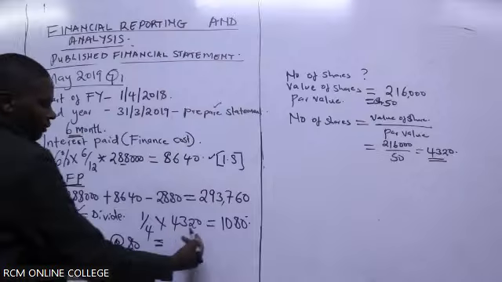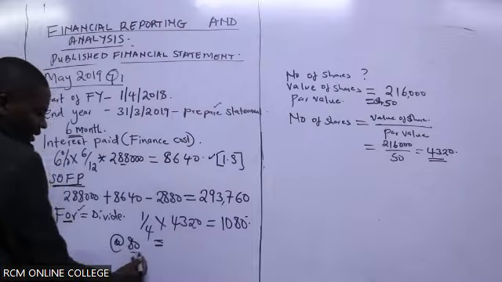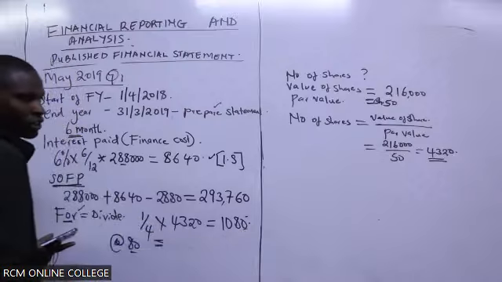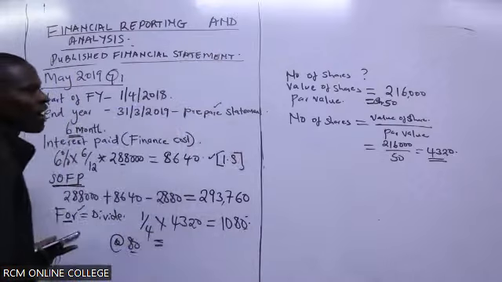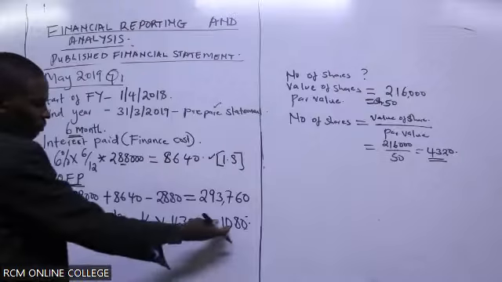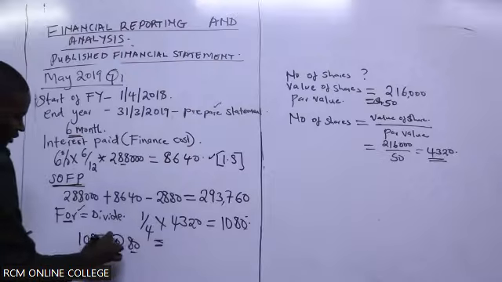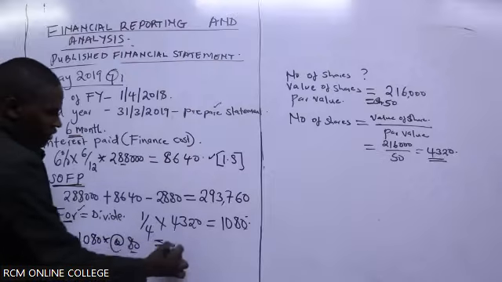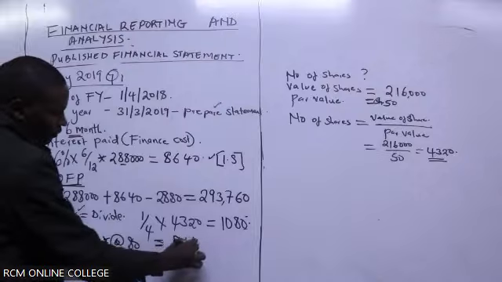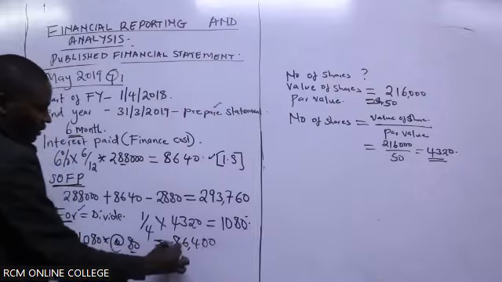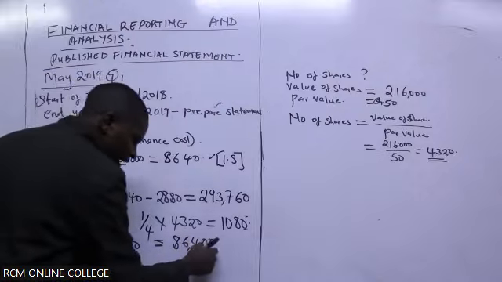Value itakuwa ngapi? This is par value. You multiply by what? The number of shares, so that we go back to the value of share. So itakuwa ngapi? 1080. So I can put it here: 1080 times 80 is 86,400. Asante sana. This is the value.